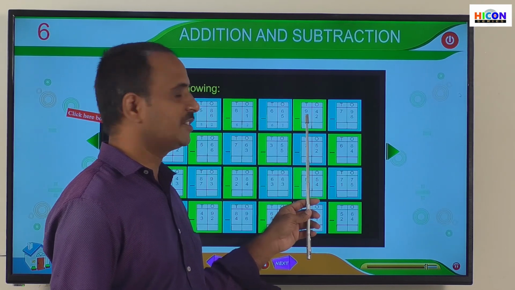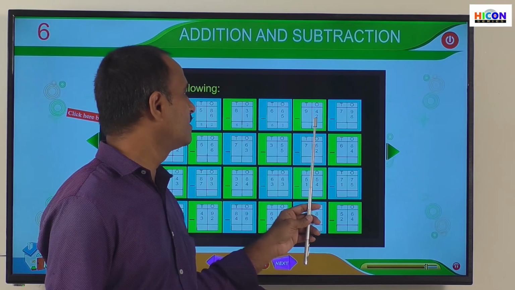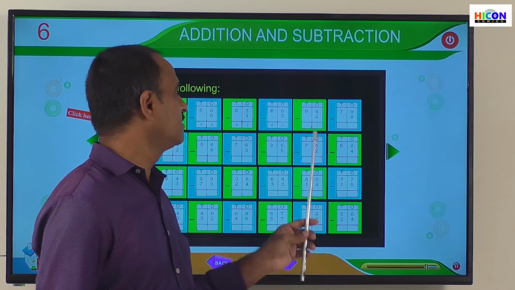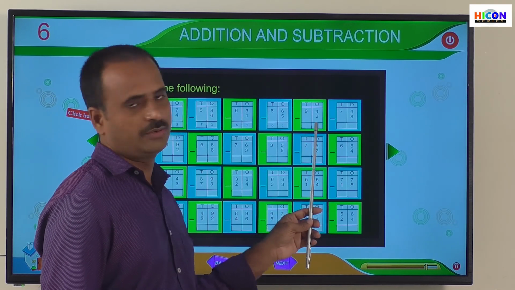That is, the first number is 94 and the second number is 2. So it is 94 minus 2.